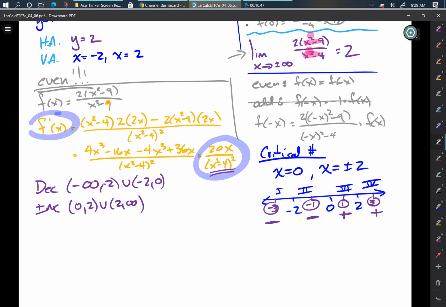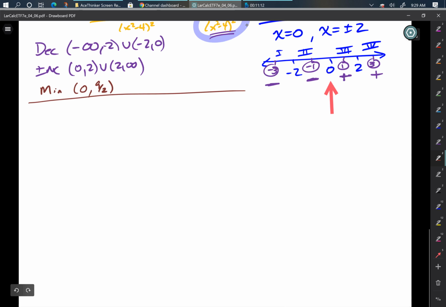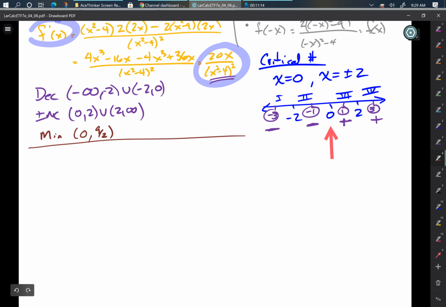All right, how about extrema? Well, the only candidate for an extrema is 0, because that's the only place where the derivative changes sign. It goes from negative to positive, from down to up. So I think we have a minimum there. We have a minimum when x is 0, which happens to also be the y-intercept, which you already found to be 9/2. Right? Now we need the second derivative so we can get concavity.